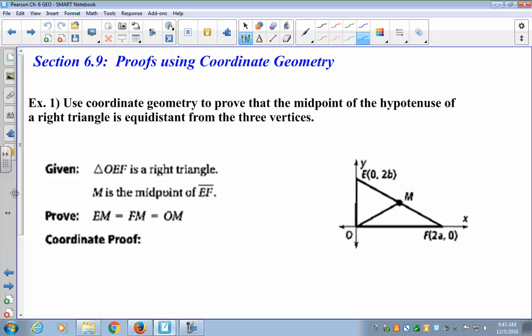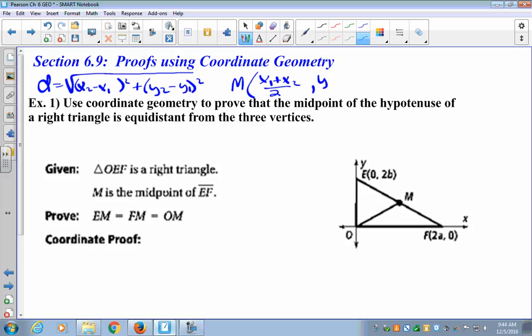We have the distance formula, and that is x2 minus x1 squared and y2 minus y1 squared. We have the midpoint formula, which are the x's added and the y's added, divided by 2. And we have the slope formula: y2 minus y1 over x2 minus x1.